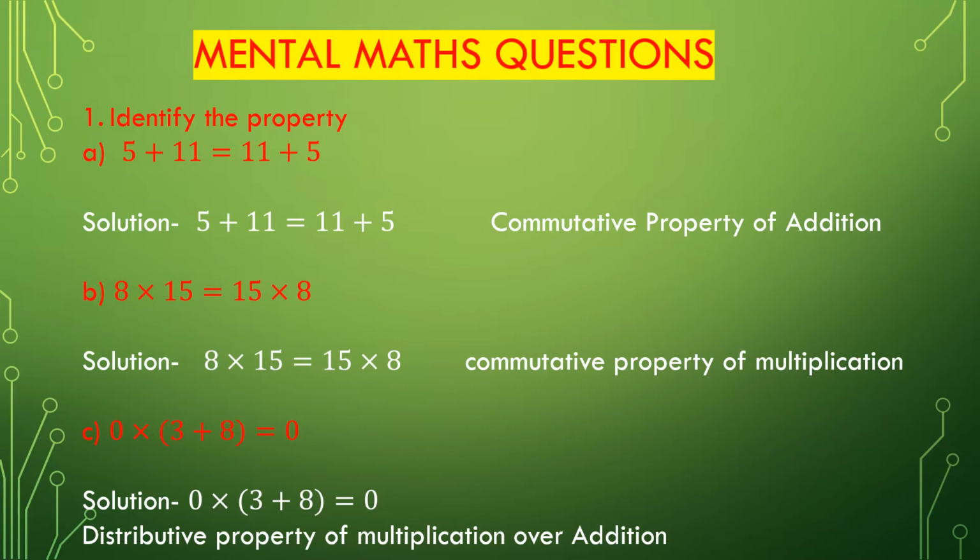And third bit, 0 multiplied by (3 plus 8), 3 plus 8 is inside the bracket, equal to 0 multiplied by 3 plus 0 multiplied by 8. That is the distributive property of multiplication over addition. And when we multiply a whole number with 0, we get the number 0 only.